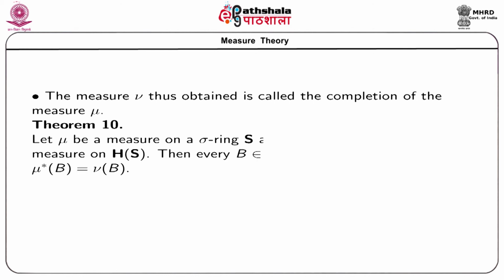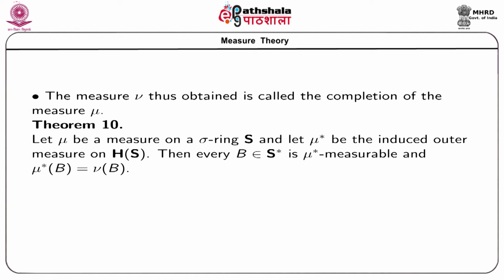We can also prove another interesting result, which shows that if mu is a measure on a sigma ring S and mu star is the induced outer measure on H S, then every B belonging to S star, where S star is the collection of those sets which we defined in the last theorem, is mu star measurable and mu star B is equal to nu B.